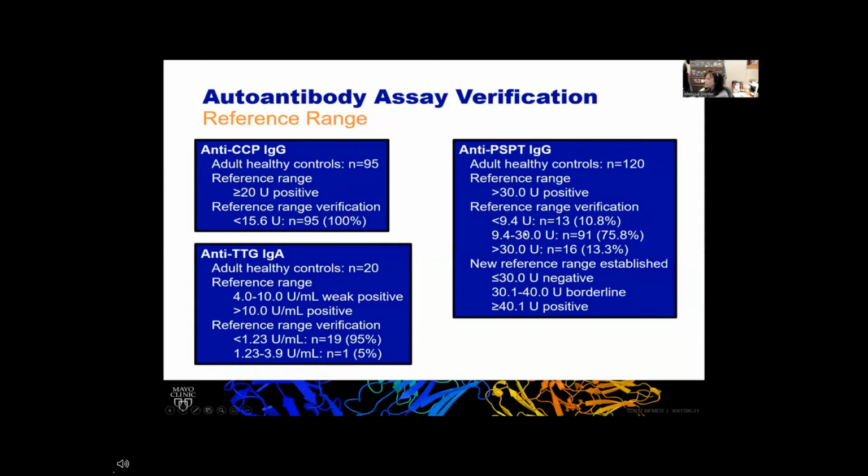However, we did find that a significant number, 13% of our samples, were actually above the cutoff of 30 that was established by the manufacturer. So in this case, because we had our full 120 samples, we established a new reference range when we implemented our assay. We kept the 30 cutoff as being negative. We established a borderline range, based on the reactivity, or the unit values, that we were seeing in the cohort of healthy controls where the results were above 30. So we established 30.1 to 40 as a borderline range, and anything at 40.1 and above would then be considered positive.